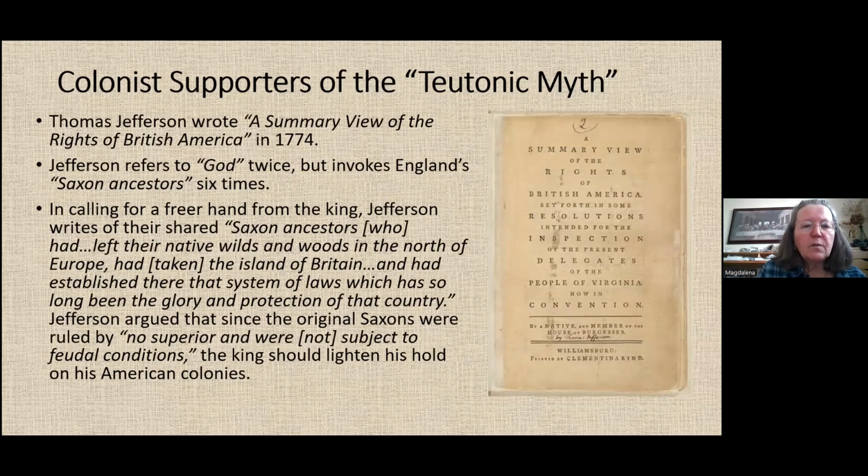And Jefferson writes of their shared Saxon ancestors who had left their native wilds and woods in the north of Europe, had taken the island of Britain, and had established there that system of laws which has so long been the glory and protection of that country. And Jefferson argued that since the original Saxons were ruled by no superior and were not subject to feudal conditions, the king should lighten his hold on his American colonies.